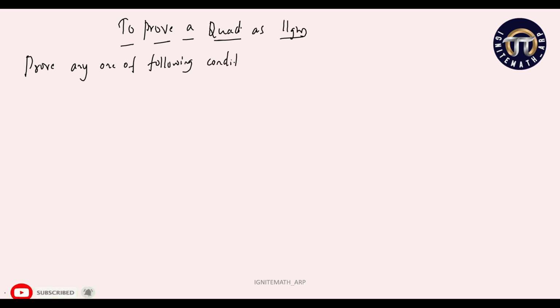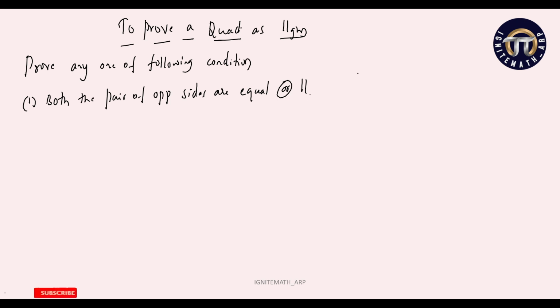What are the following conditions? Prove that both the pair of opposite sides are equal or parallel. Either you should prove that this is equal to this and this is equal to this, or you should prove that, whenever I'm talking about the parallelogram, this is parallel to this as well as this is parallel to this. Both the pair of opposite sides are equal and parallel.